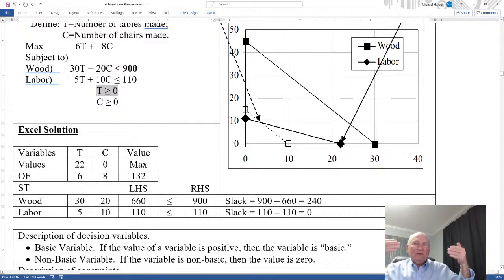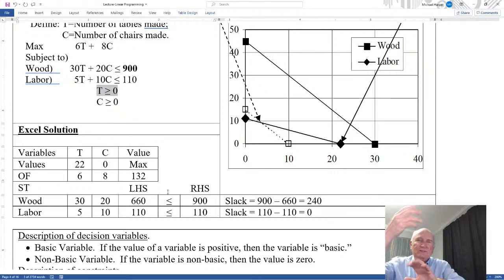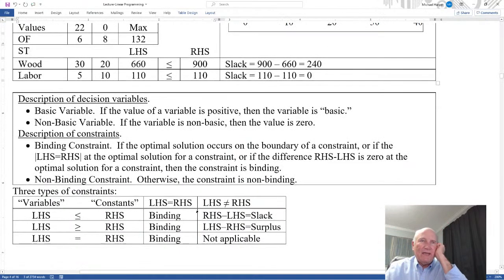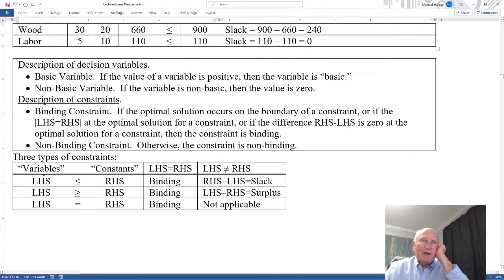So when the left-hand side equals the right-hand side, it's binding. When they're not equal, it's non-binding. But notice now the left-hand side is greater than the right-hand side, so that's called surplus. When the left-hand side is less than the right-hand side, that's called slack. So down here to summarize, in standard form, the left-hand side has the variables. The right-hand side has the constants.